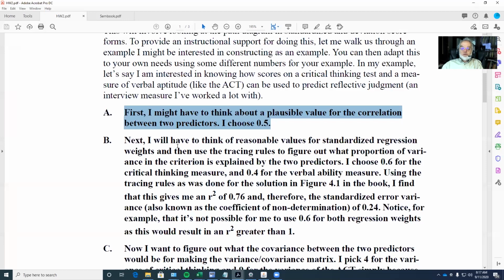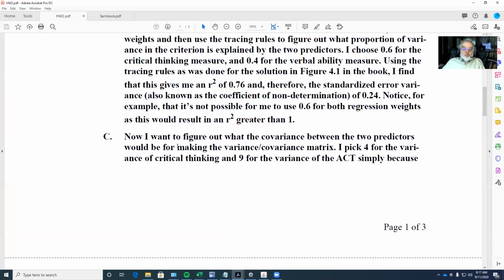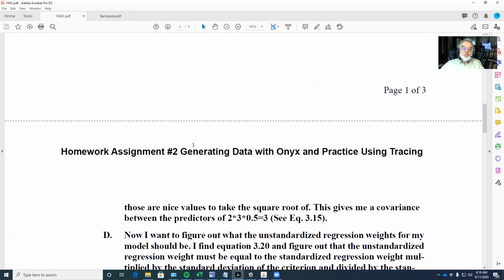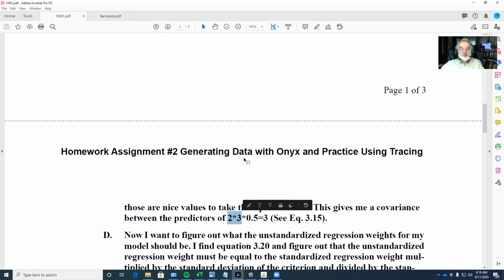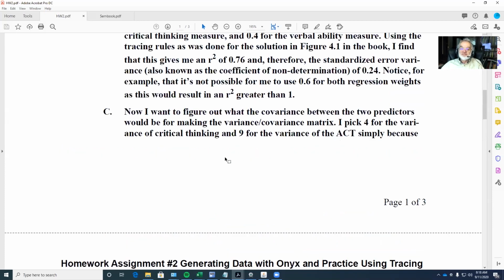Now, the next thing is to think about what the covariance is between the two predictors. In order to answer that question, I need to make some guesses about what the variances of the two predictor variables are. Just for the purposes of an example, 0.4 and 0.9 might be my two variances. If you look at equation 3.15, that gives you the formula for a covariance. Specifically, that's the correlation times the standard deviations of the two variables. That's why I picked 4 and 9, because I can take square roots of 4 and 9 fairly nicely.